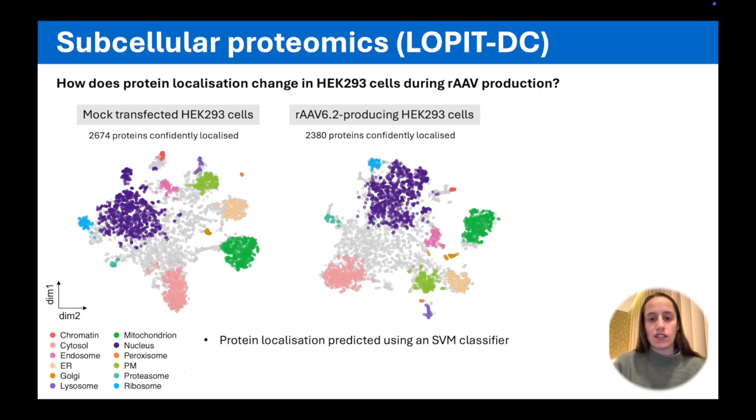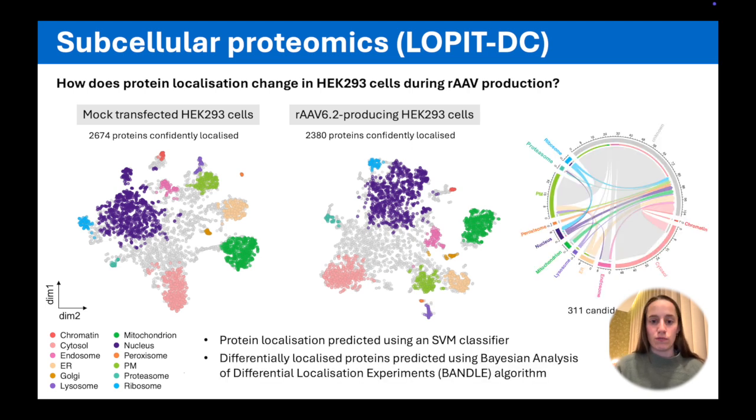And here we see t-SNE plots with each point representing a single protein, and proteins that have been successfully localized to a single subcellular localization or organelle are shown in their respective color, with the legend shown in the bottom left. By comparing the subcellular proteome maps of mock-transfected and AAV-producing cells, I was able to identify candidate proteins that may have moved during this production process.